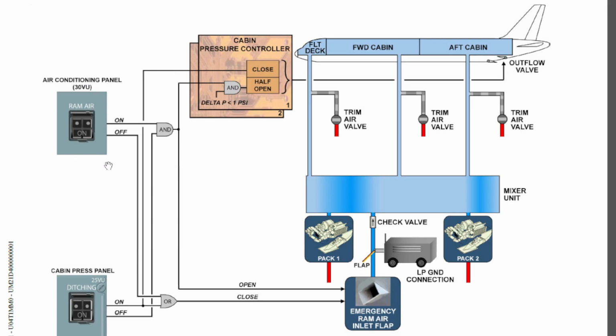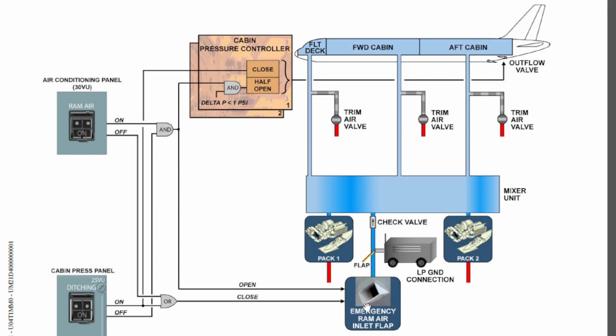So you have to press the emergency ram air inlet push button in the cockpit. At the same time, you have to ensure that the ditching push button is selected off, or otherwise it's not selected on. If this is selected on, even though you press the ram air push button, the emergency ram air inlet flap will not open. And if this is selected off or not active, and emergency ram air inlet is pushed, the signal will go to the emergency ram air inlet flap, and the flap will open.